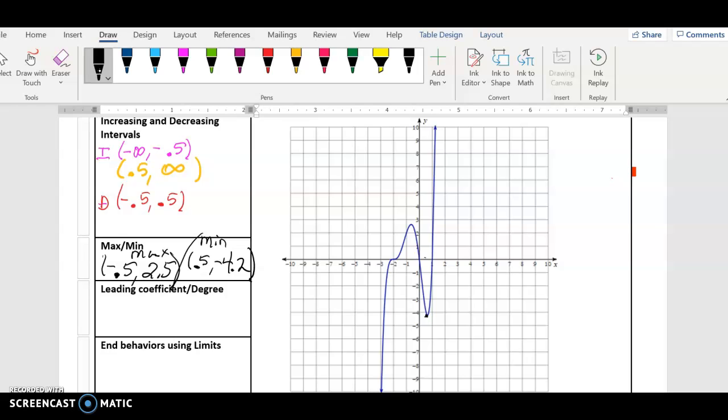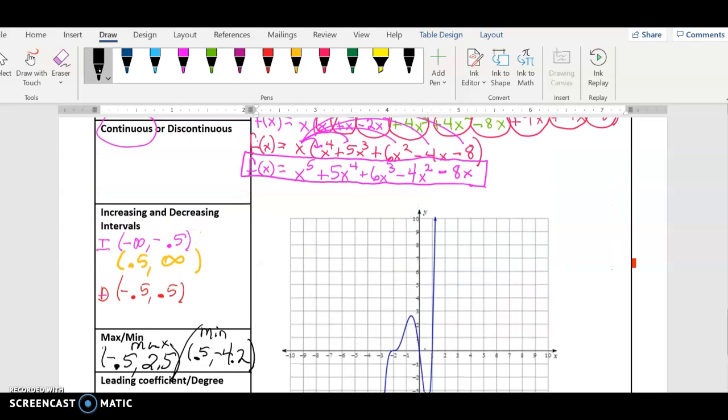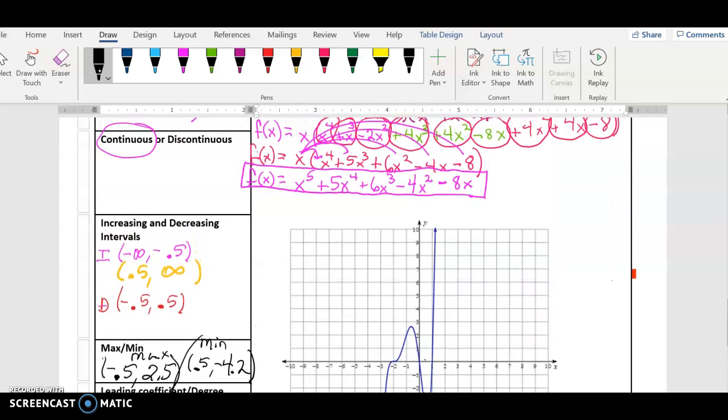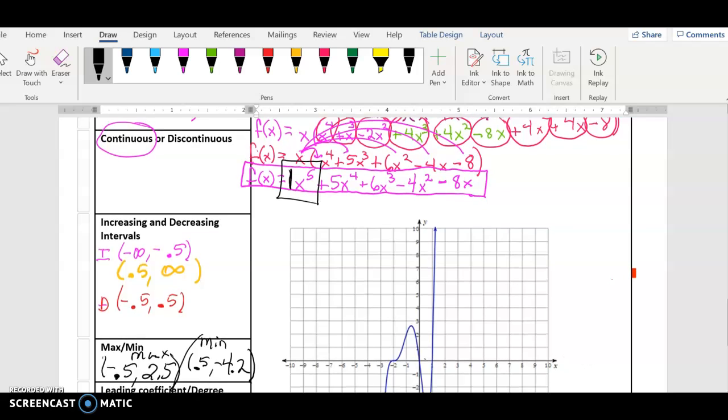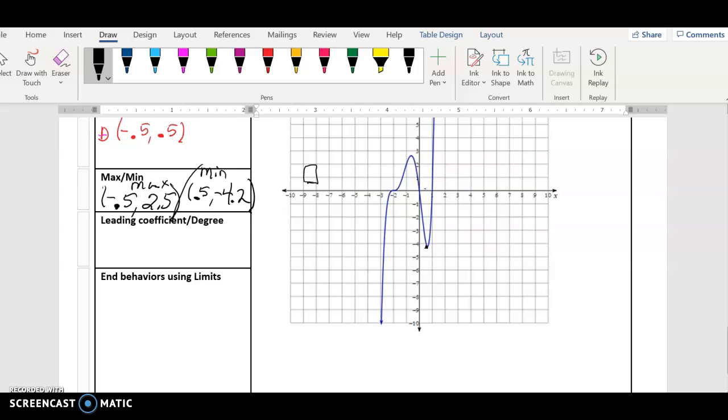All right, our leading coefficient and the degree. That's why we distributed and FOILed all of this out and multiplied it out so that we could see what is the leading coefficient and what is the degree of the polynomial. The leading coefficient is 1 and the degree is 5. The highest power is the degree, and the leading coefficient is the number that leads. It's the coefficient that's in the lead.